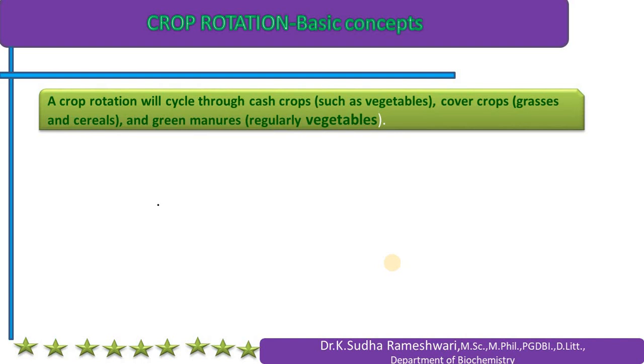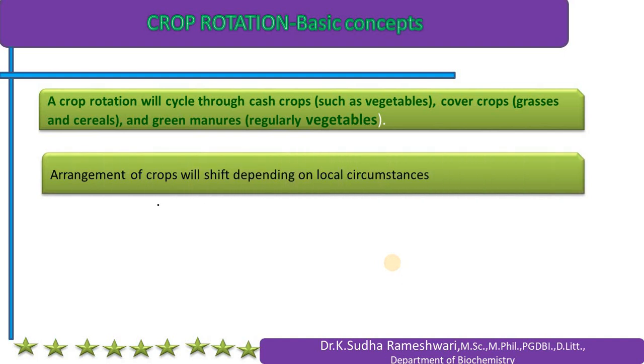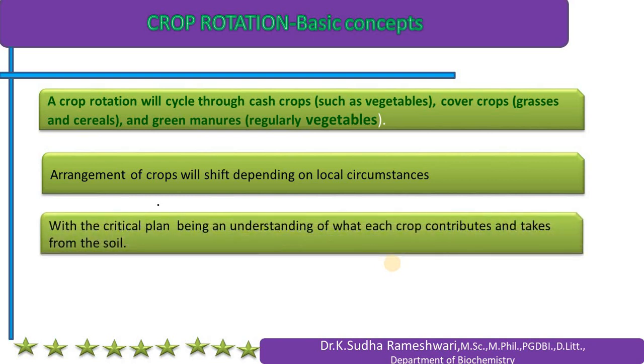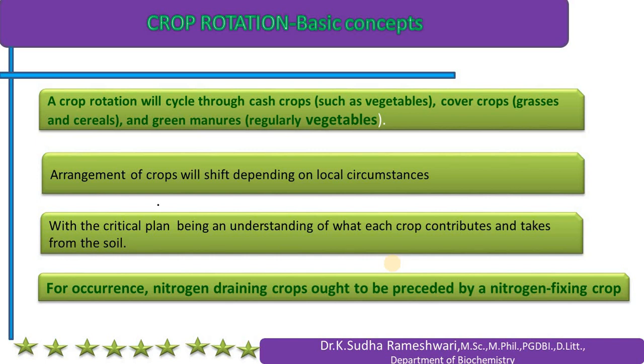A crop rotation will cycle through cash crops such as vegetables, cover crops, grasses and cereals, and green manures, regularly. The precise arrangement of crops will shift depending on local circumstances, with a critical planning element being an understanding of what each crop contributes and takes from the soil. For instance, nitrogen-demanding crops ought to be preceded by a nitrogen-fixing crop. So this is the first concept. They explained that beans go after planting corn.